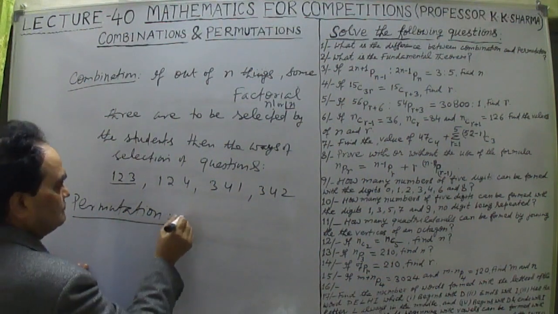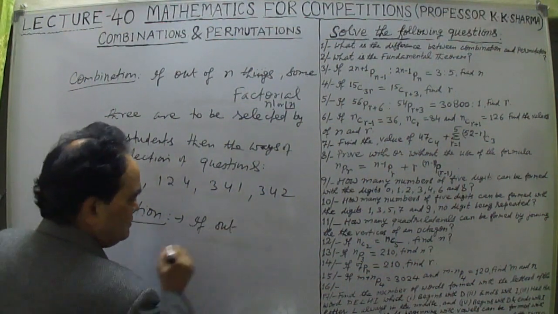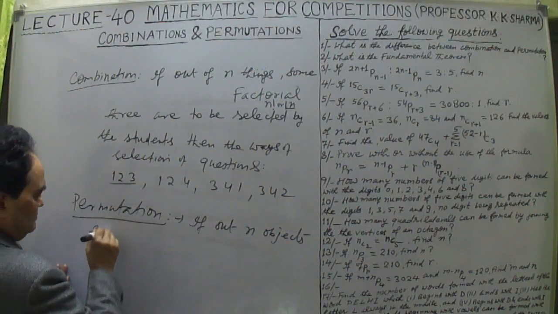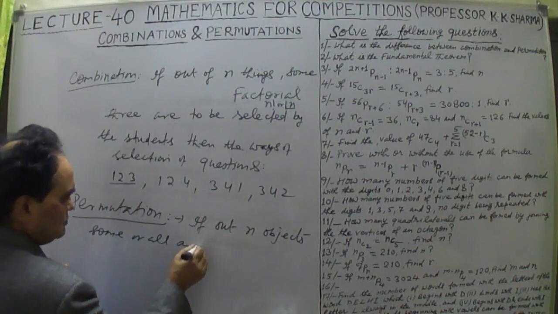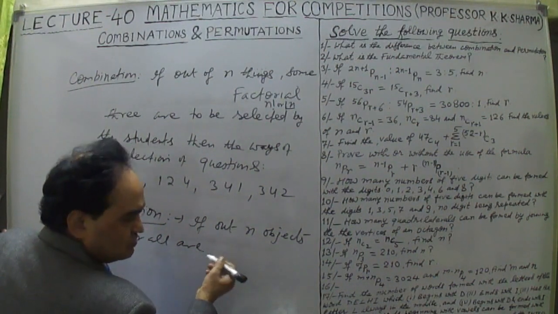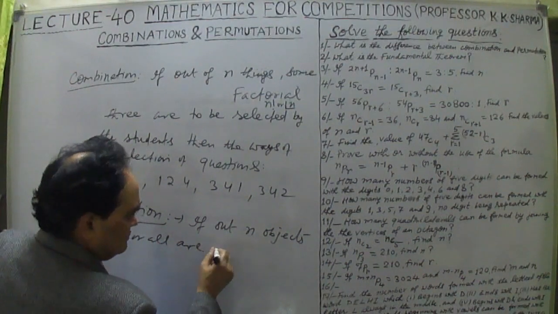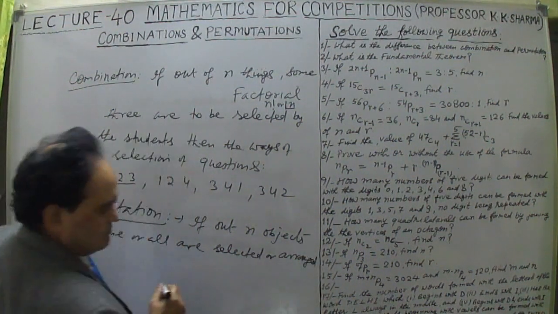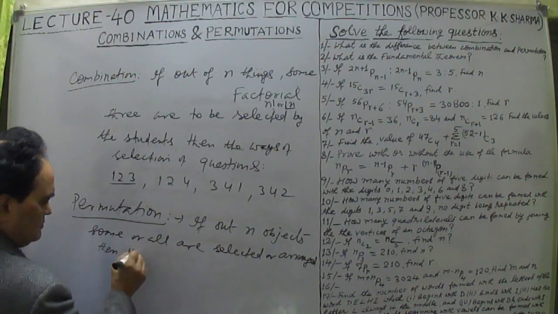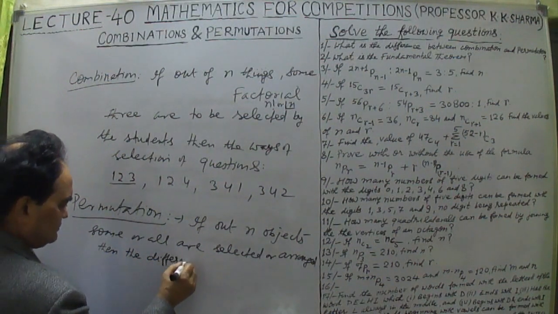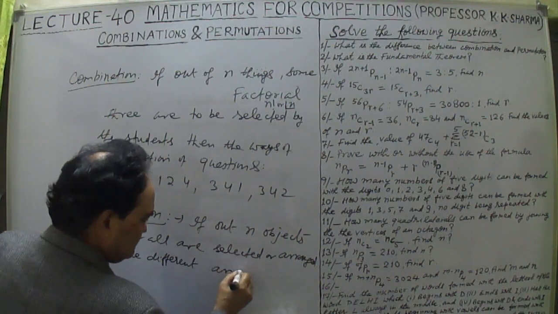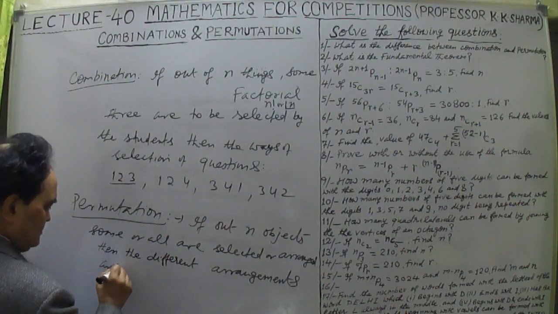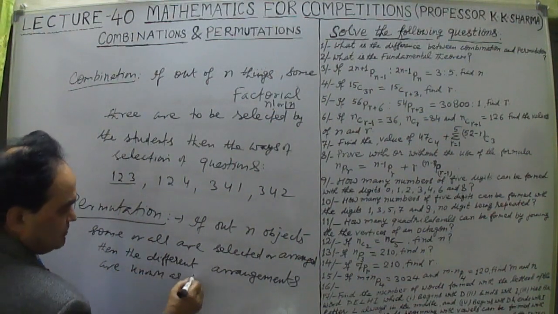Permutation means if, out of n objects, or n things, some or all are taken, selected, or arranged, then the different kinds of arrangements are known as permutations.